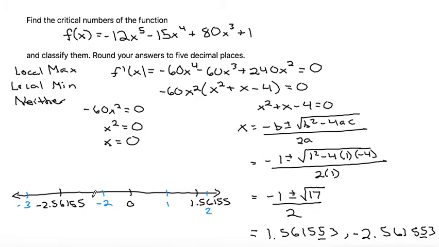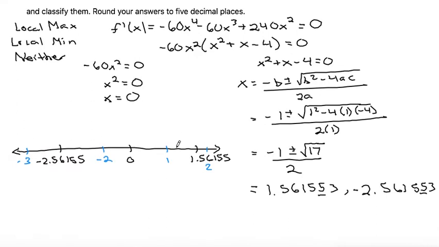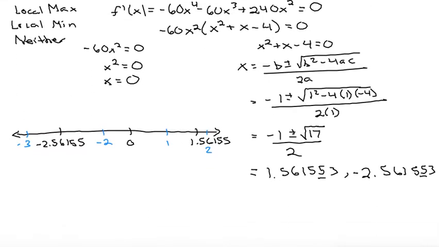So plugging in all of these numbers into my derivative will tell me whether my function is increasing or decreasing. So let me give myself a little more space. And if I find my derivative at -3, if I plug in -3 into my function, I get -60 times -3 to the power of 4 minus 60 times -3 to the power of 3 plus 240 times -3 to the power of 2.